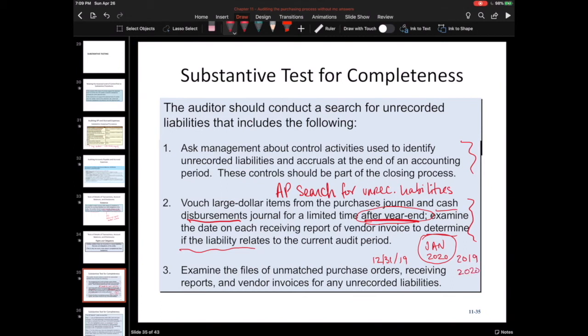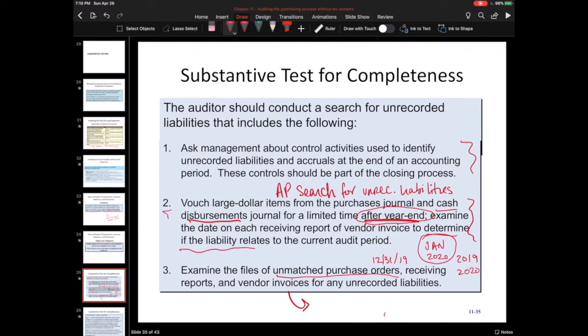Number 3 is I'll also be looking at files of any unmatched purchase orders, receiving reports and invoices for unrecorded liabilities. So this is something we would actually do, like going around to AP clerks' desks, and you can look through their inboxes. And of course, this is happening after year end, right? And so it's sort of similar in concept to number 2.